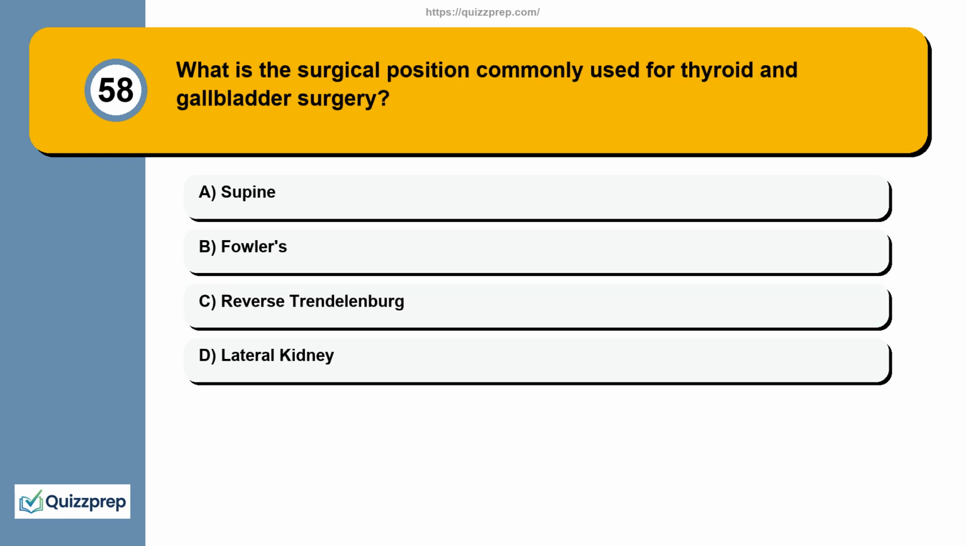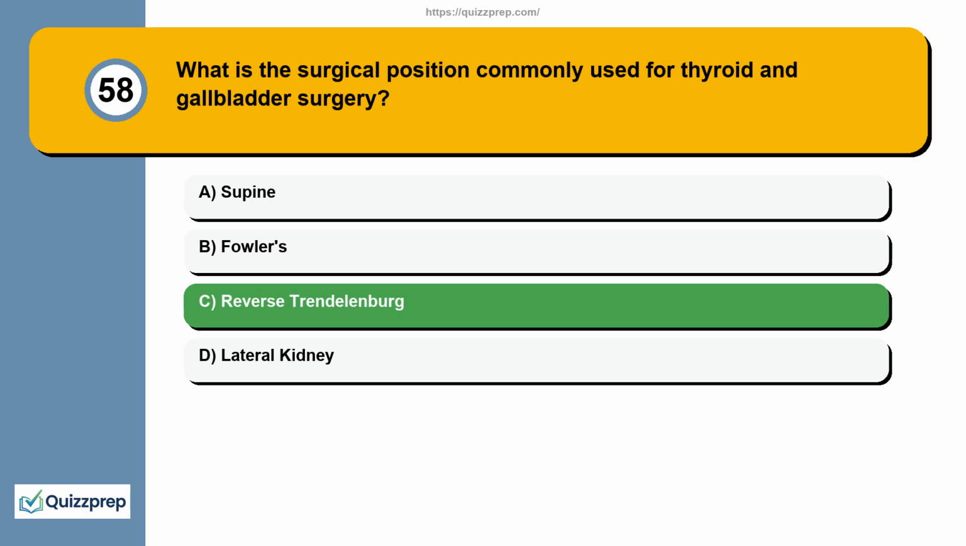Question 58. What is the surgical position commonly used for thyroid and gallbladder surgery? Option A, supine. Option B, Fowler's. Option C, reverse Trendelenburg. Option D, lateral kidney. The correct answer is option C, reverse Trendelenburg.